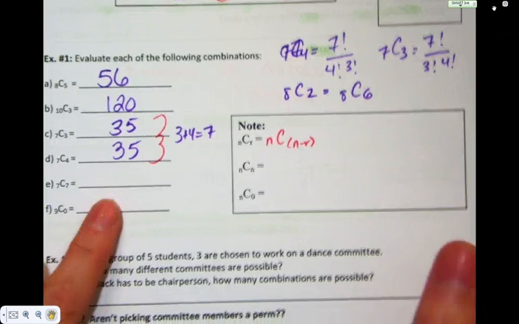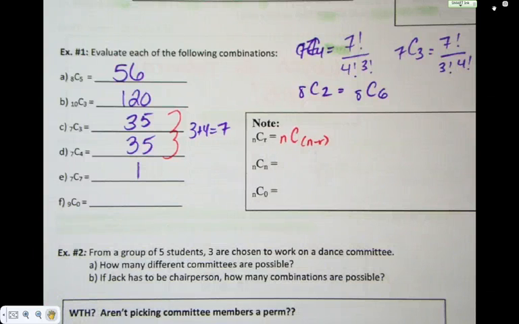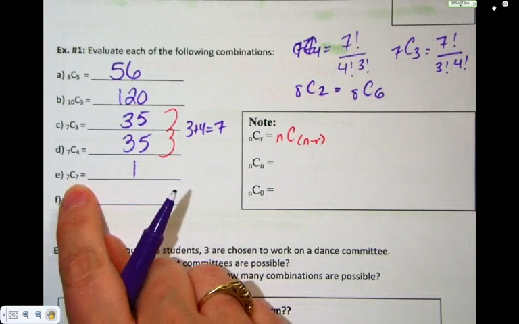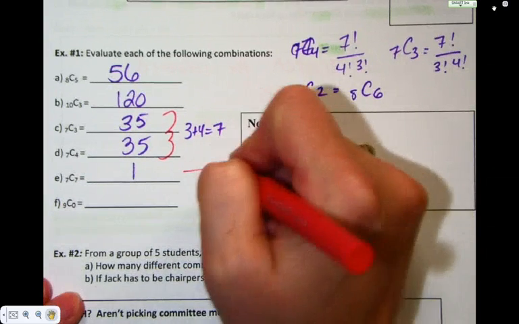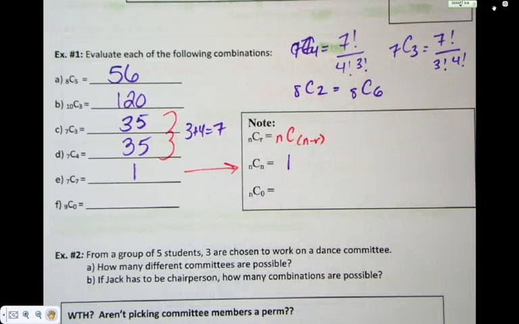Okay. Moving on, 7C7. 1, why? Well, what does this mean? You have 7 objects, and you need to choose all of them. And how many ways can you do that? 1. So that links us to the second general rule that says nCn, no matter what n is, so 10C10, 13C13, 2C2, is always going to be 1, because you're picking all of the objects that you have.